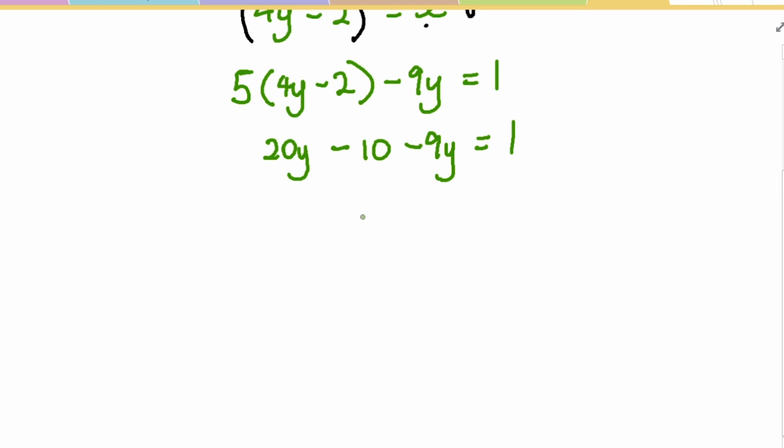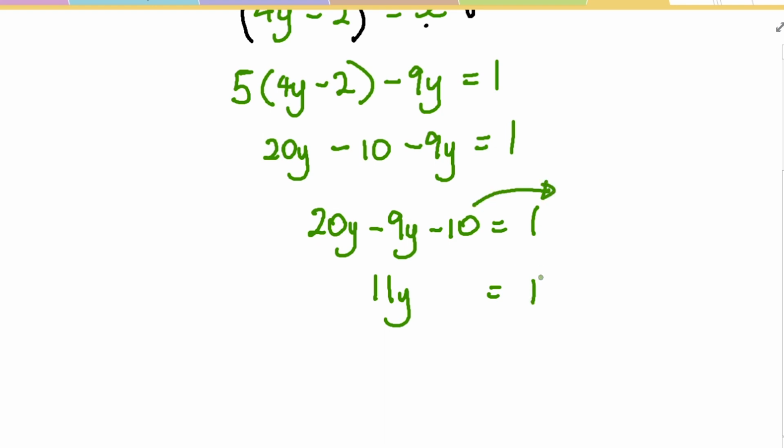So what we have here is 20y minus 9y. Let me rearrange it: 20y minus 9y minus 10 is equal to 1. 20 minus 9 gives us 11y, so 11y is equal to 1. This 10 goes this way and becomes plus 10. So we have 11y being 11. Divide both sides by 11.